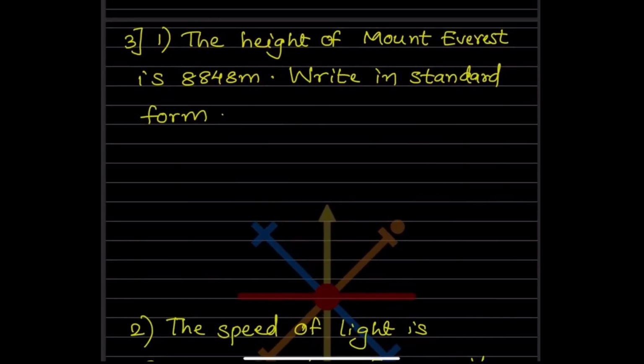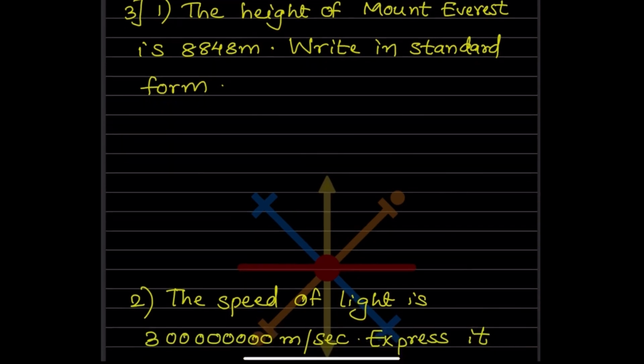Now it's given here that the height of Mount Everest is 8848 meter and you have to write this in the standard form. So now what we'll do in the standard form is you have to put in the decimal, like we have seen that m should be equal to or more than 1 or it should be less than 10.